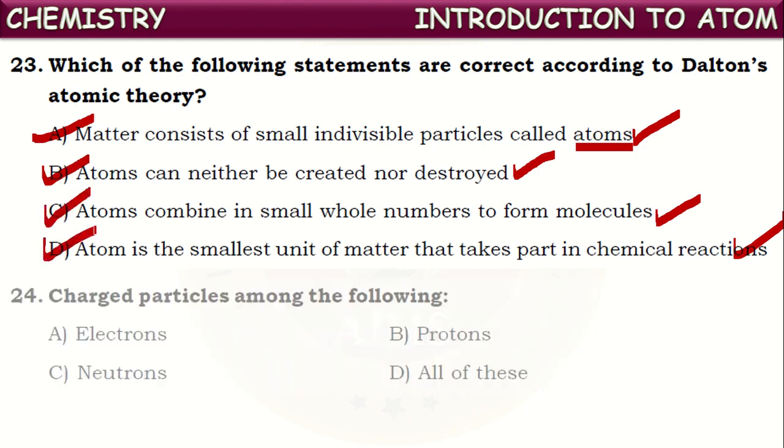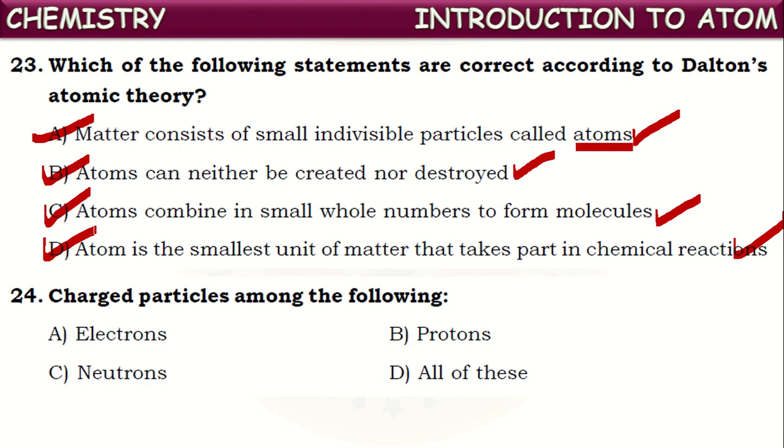Okay, next one. Charged particles among the following. See here certain fundamental particles are mentioned. Electrons, protons and neutrons. Out of these three fundamental particles, one kind of particles are neutral particles. There are two particles with a charge. Those are electrons and protons which are carrying certain charge on them. Whereas neutrons are having no charge. So they are neutral particles.